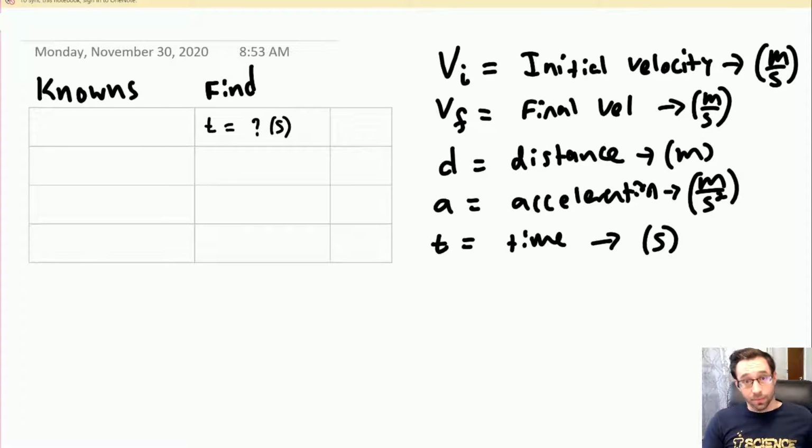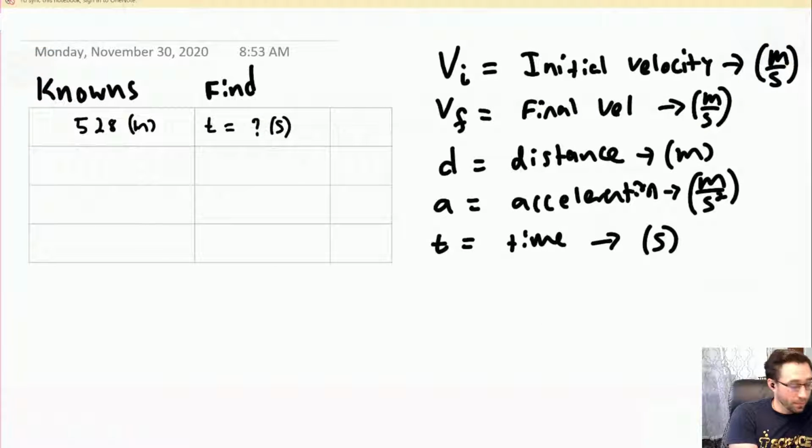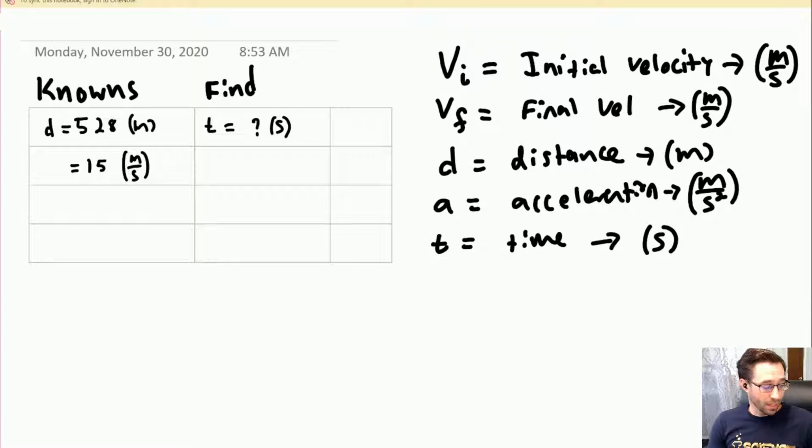So the next step is we write down what we know. So it says, how long would it take a car to go a distance of 528 meters? So 528 meters. And that's going to be the distance. Then it says if it was initially traveling at 15 meters per second. So 15 meters per second. And traveling initially, and I have units of meters per second.